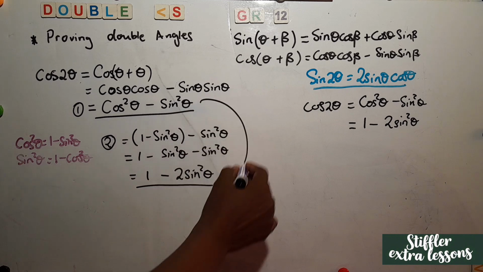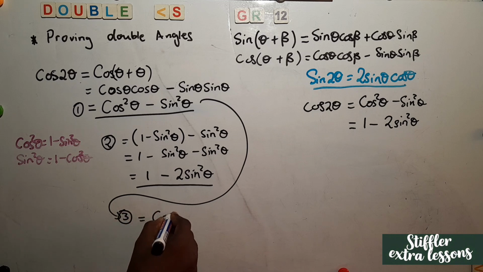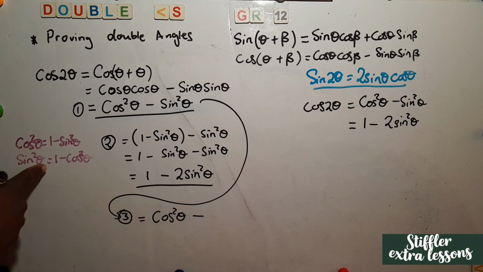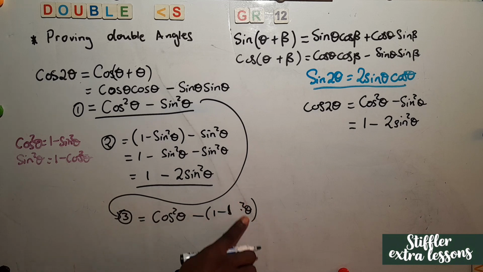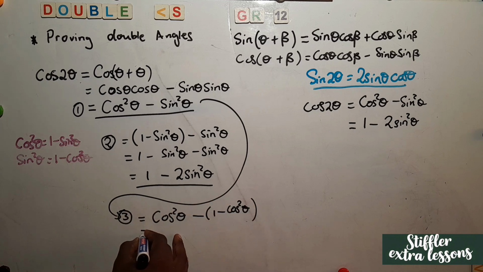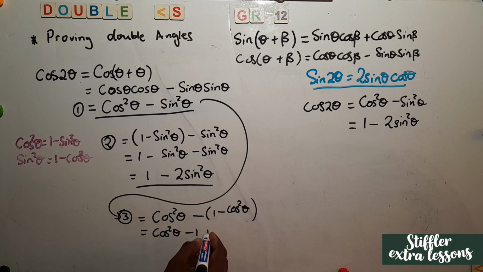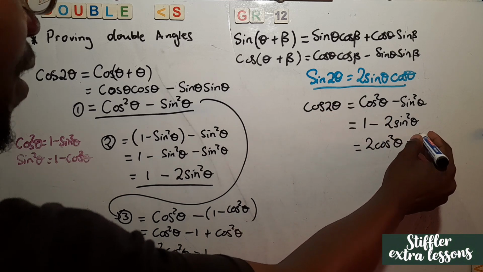But if we continue and use this one to change sine, this is the third identity. So this will be cos squared theta minus, and you can replace it with this one of sine, which is 1 minus cos squared theta. Let me just rewrite it nicely: 1 minus cos squared theta. So this will mean that this is equivalent to cos squared theta minus 1 plus cos squared theta, which will be equivalent to 2 cos squared theta minus 1. So this is the third identity of cos 2 theta. So that is 2 cos squared theta minus 1.